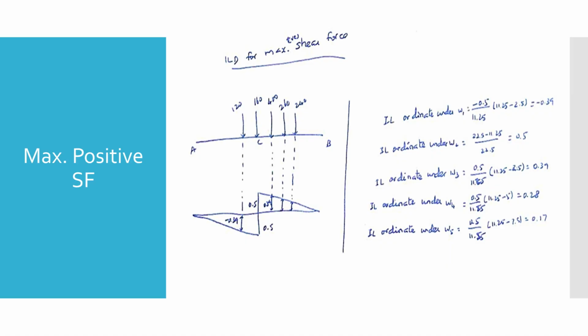These ordinates represent the specific influence weight of each load. To compute the final maximum positive shear force, take the summation of each individual wheel load multiplied by its respective influence line ordinate. This results in a maximum positive shear force of 302.8 kilonewtons.